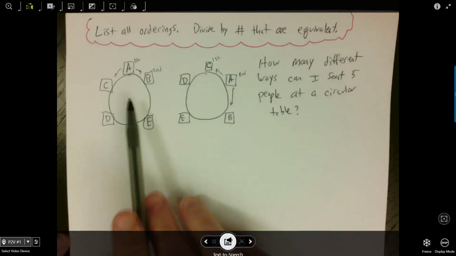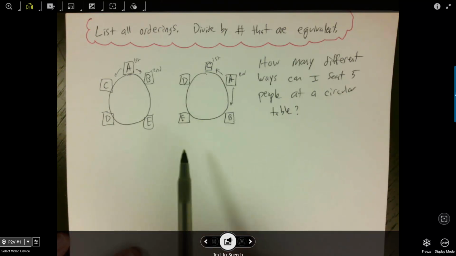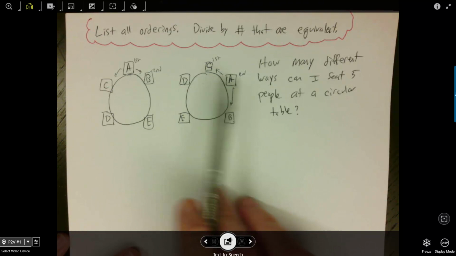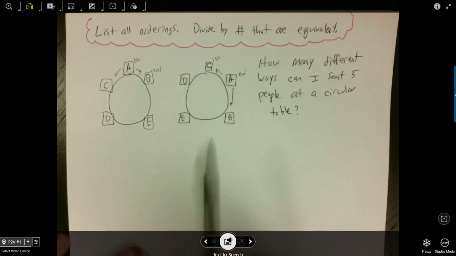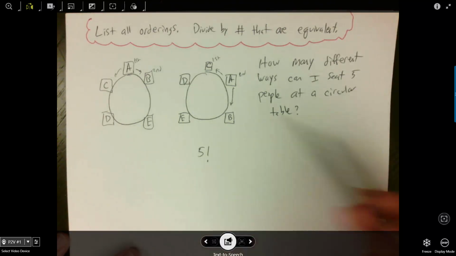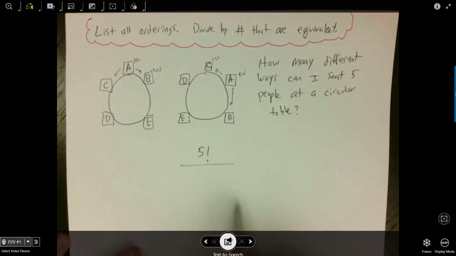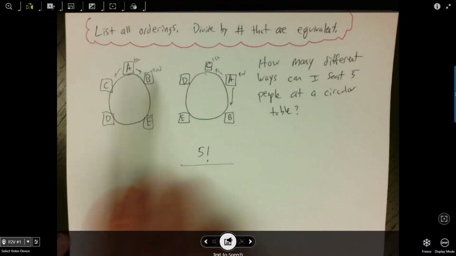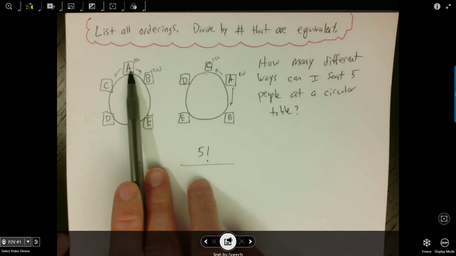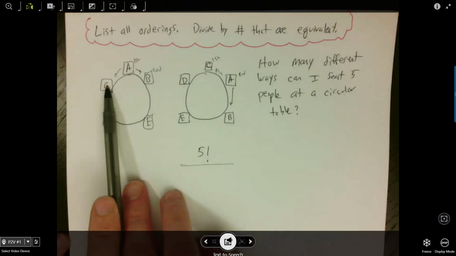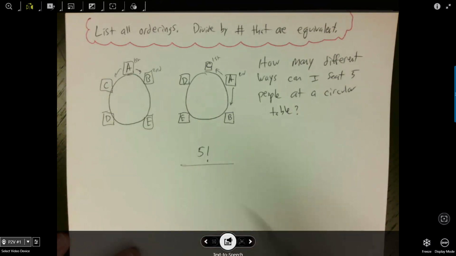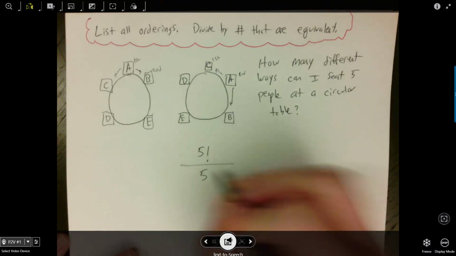So I think that these two seating arrangements shouldn't actually count as different because the only thing that's changed is everybody's rotated, but everybody's still sitting next to the same people. So if that's the way I'm thinking about it, I know there's 5 factorial ways of putting people in the seats, but for each way of putting people in the seats, I have to divide by how many different rotations are equivalent. So if I have this ordering, A could be here, or I could rotate everybody so A is there, or here, or here, or here. So that's 1, 2, 3, 4, 5 different ways to rotate the same ordering. So I'm just going to divide by 5.